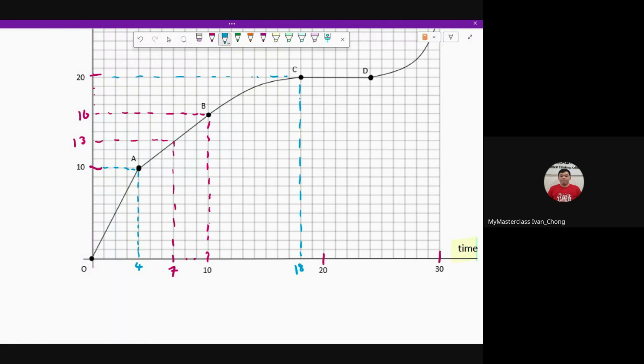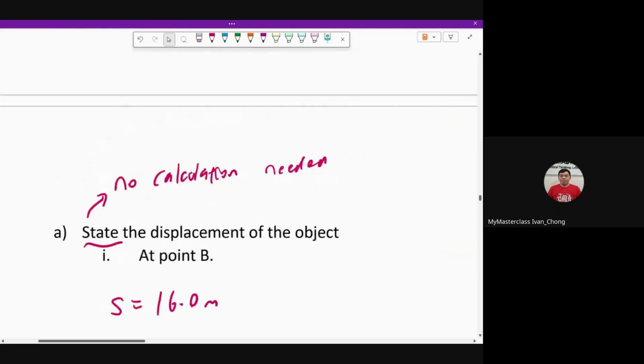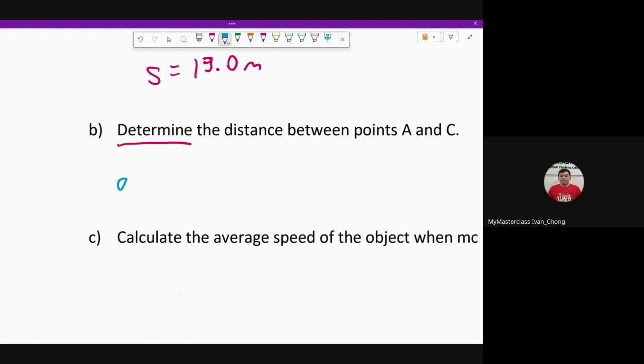So when they ask you about the distance itself, they're actually asking you, what is this distance here? So what is the distance over there? Distance is just 20 minus 10, which is 10 meters.